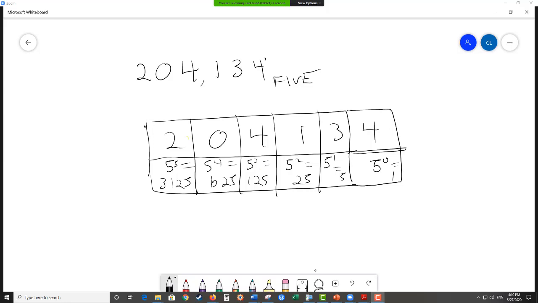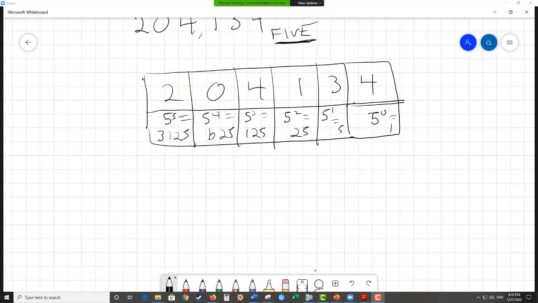Here, 204,134 base 5. So again, when you first saw that, hopefully alarm bells went off, or at least you thought, wait, I don't get it. Hopefully now you do. You'll never get a digit that's 5 or above in base 5. Just like we don't have one digit that means 10 in our base 10 system. We use 2 digits for the number 10. And in base 5, we use 2 digits for the number 5.